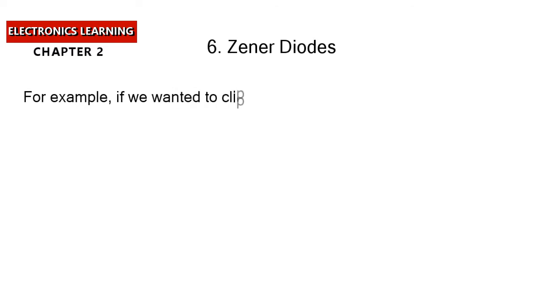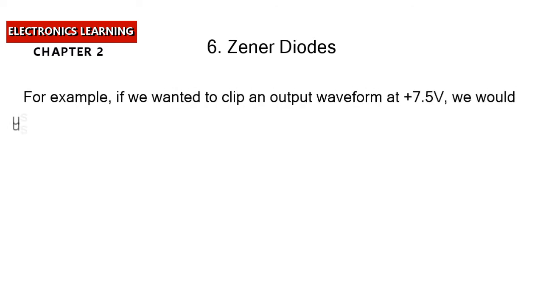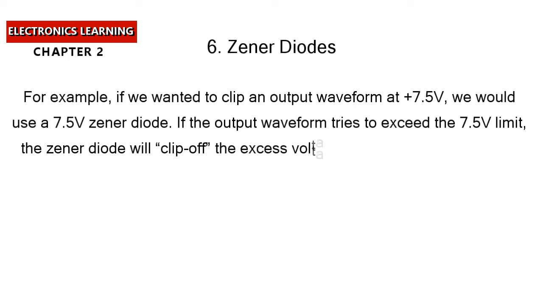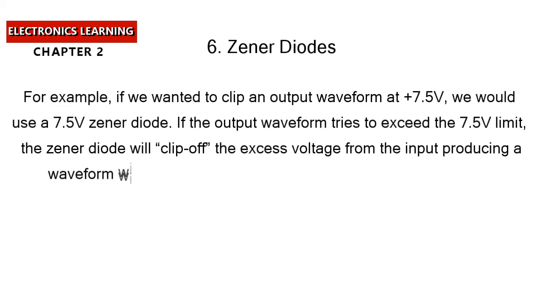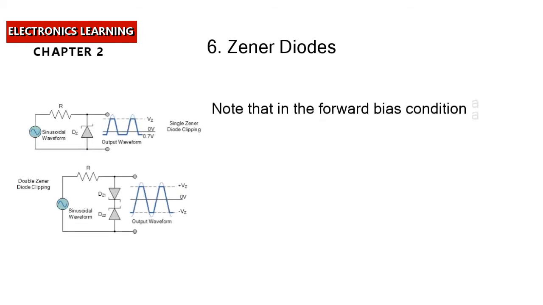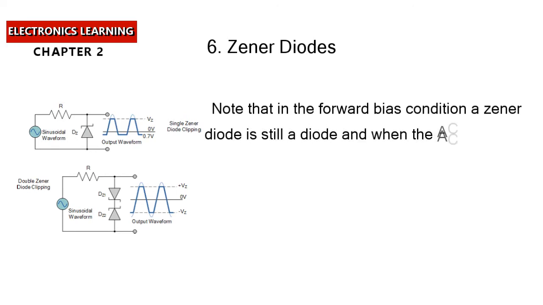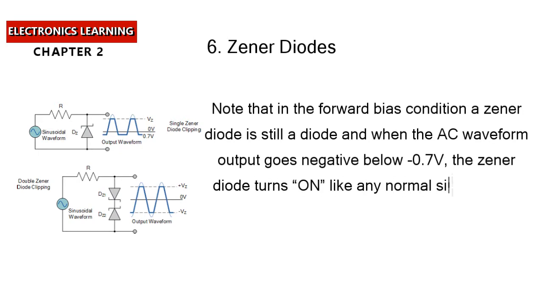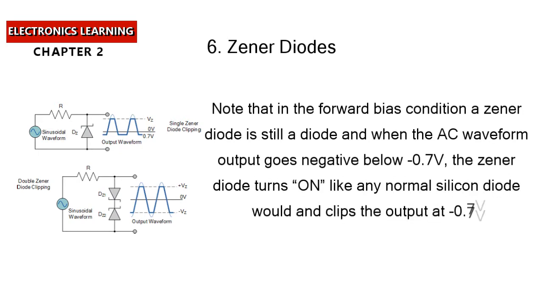For example, if we wanted to clip an output waveform at plus 7.5 volts, we would use a 7.5 volt Zener diode. If the output waveform tries to exceed the 7.5 volt limit, the Zener diode will clip off the excess voltage from the input, producing a waveform with a flat top, still keeping the output constant at plus 7.5 volts. Note that in the forward bias condition, a Zener diode is still a diode, and when the AC waveform output goes negative below minus 0.7 volts, the Zener diode turns on like any normal silicon diode would and clips the output at minus 0.7 volts as shown.